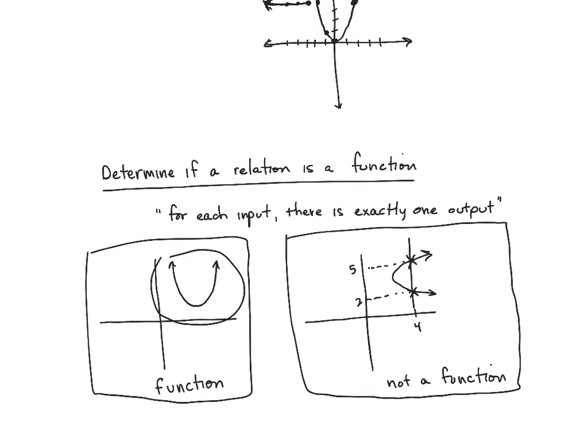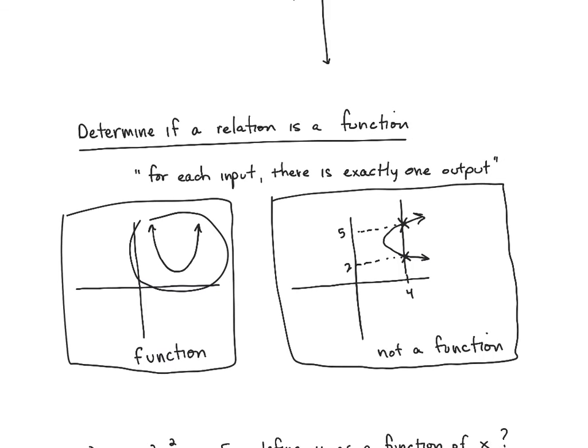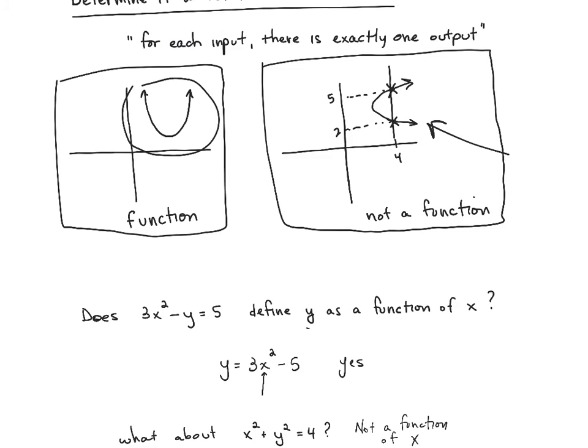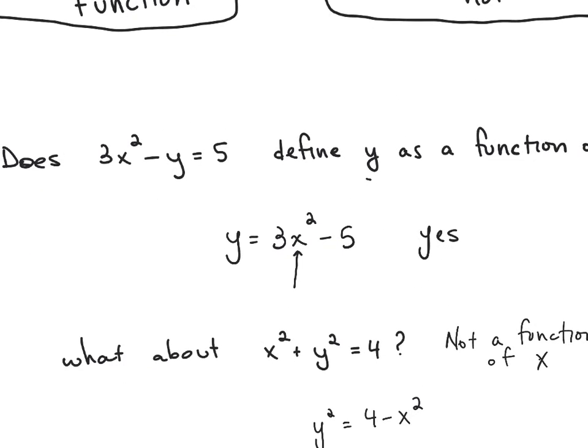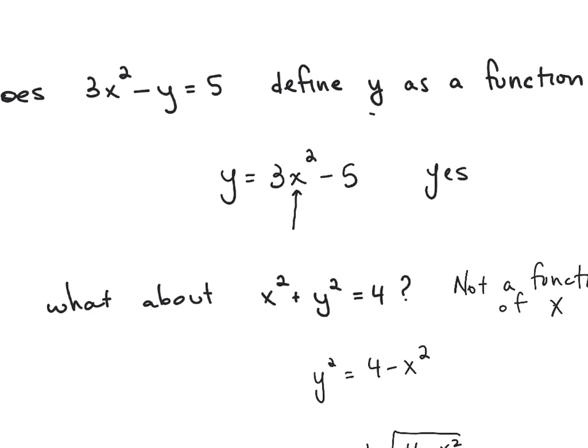And then we talked about determining if a relation is a function. We've got the vertical line test to test graphs. And then if we're given the equation, we write the equation y in terms of x and input x values to see if one x value gives us either one y value or several y values.